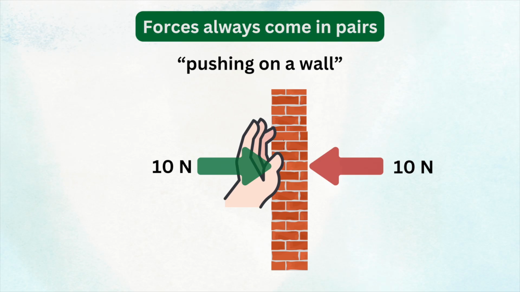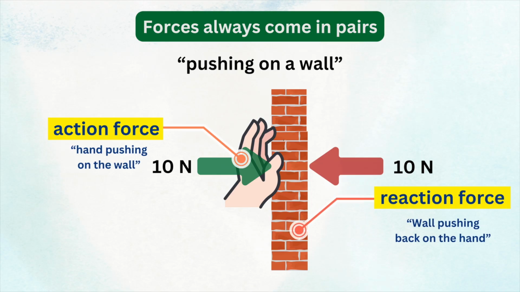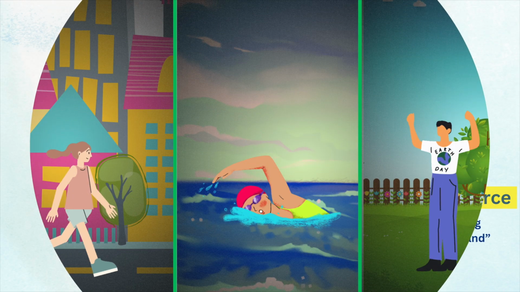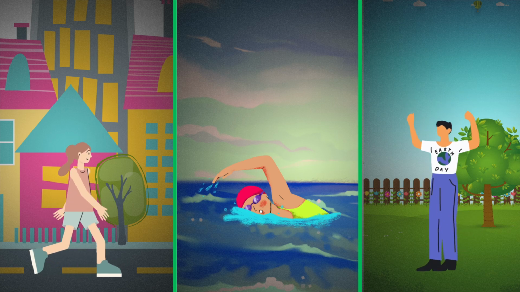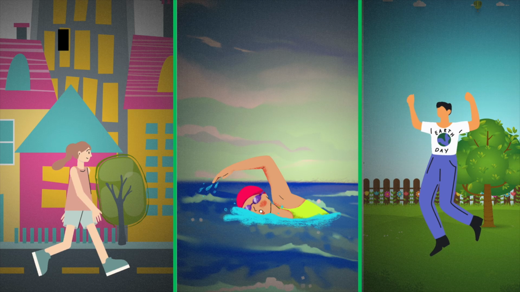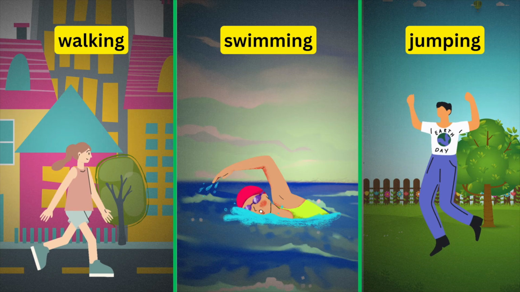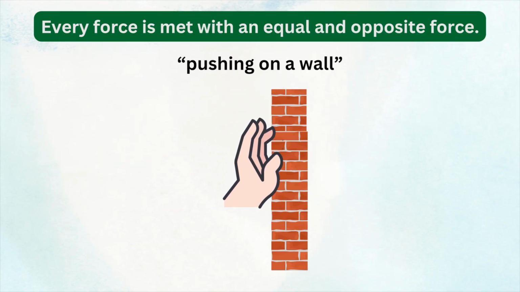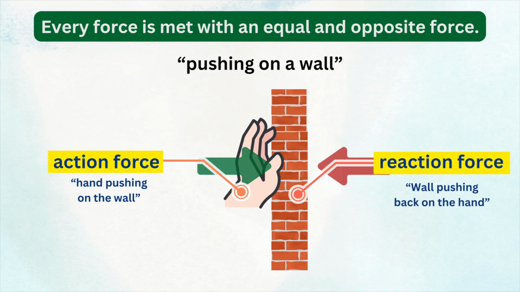This means that forces always come in pairs. One force is the action, and the other is the reaction, and they act on different objects. These action-reaction force pairs happen simultaneously and are responsible for many everyday experiences such as walking, swimming, jumping, and a lot more. Understanding Newton's third law helps us explain how motion is influenced not just by a single force, but by the interaction between two objects, pushing or pulling against each other.